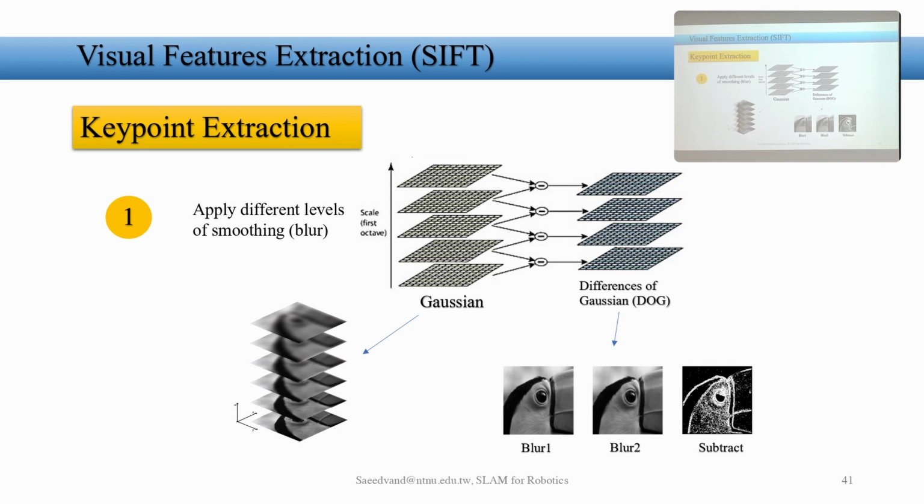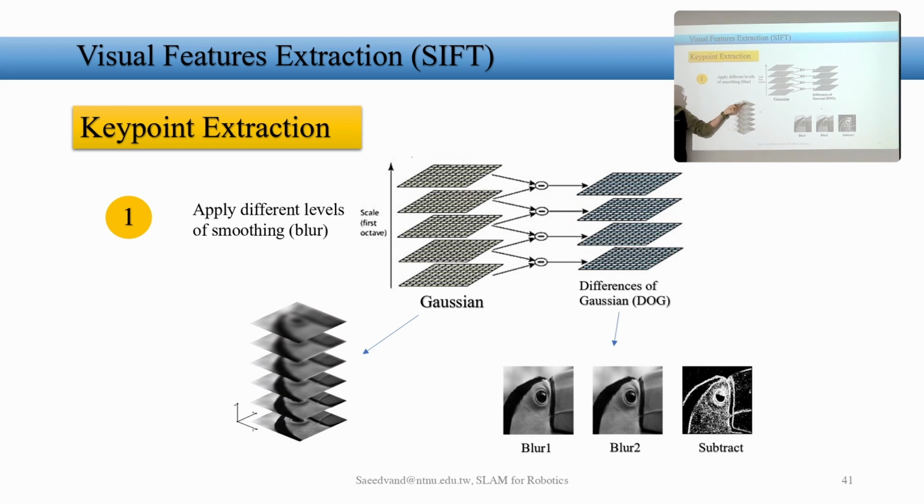So we have a couple of steps. Let's see how the SIFT algorithm is working. First of all, after doing that step, we need to apply different levels of smoothing or blurring. We can apply different levels of Gaussian on the image frame. So you have the pure image frame that is completely normal. Then you can apply different Gaussian models on that to make it blurrier.